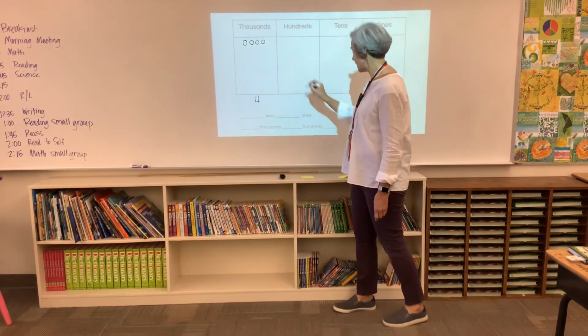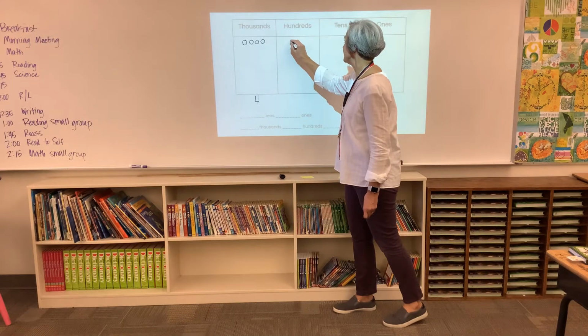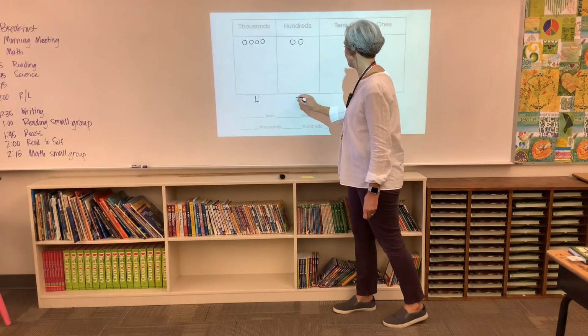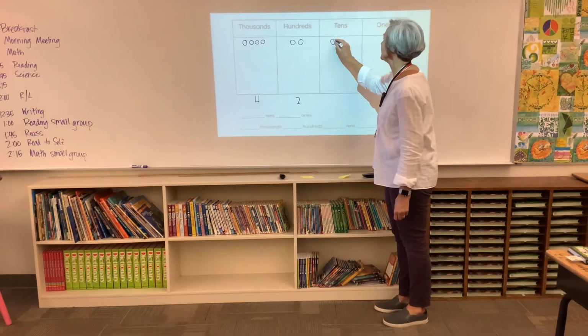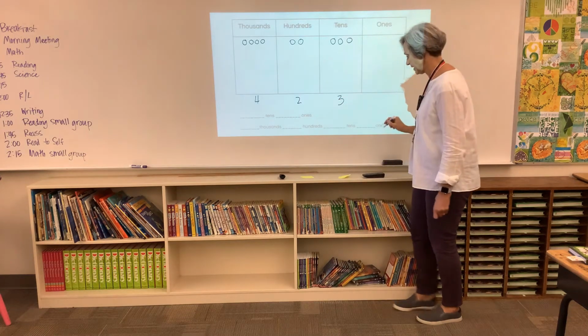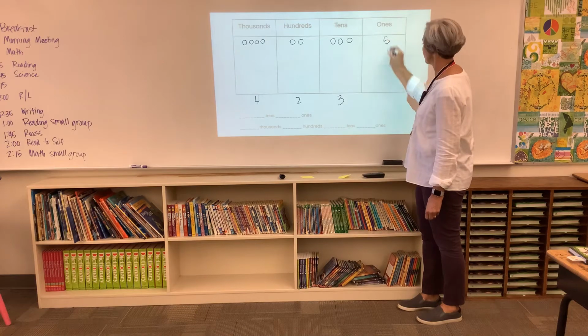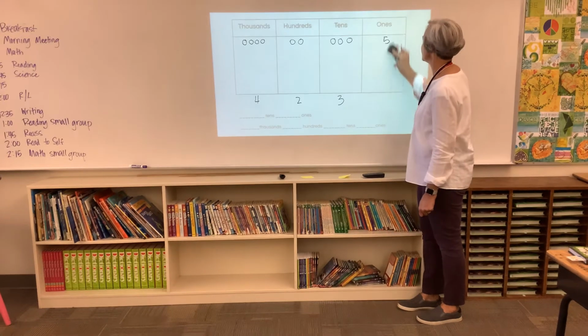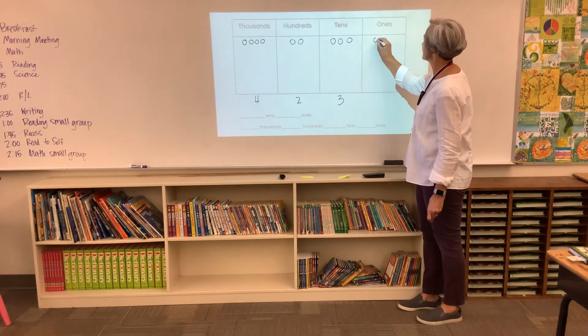Okay, let's go with 2 hundreds. Let's go with 3 tens. And let's go with 5 ones. Oops, I did that backwards.